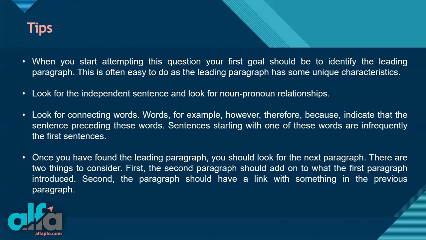For example, in the first sentence, they said, Apple is a very famous company. It is known for manufacturing mobile phones also. So it is referring to Apple. So that is a noun and pronoun relationship. So it has some link with the previous paragraph.